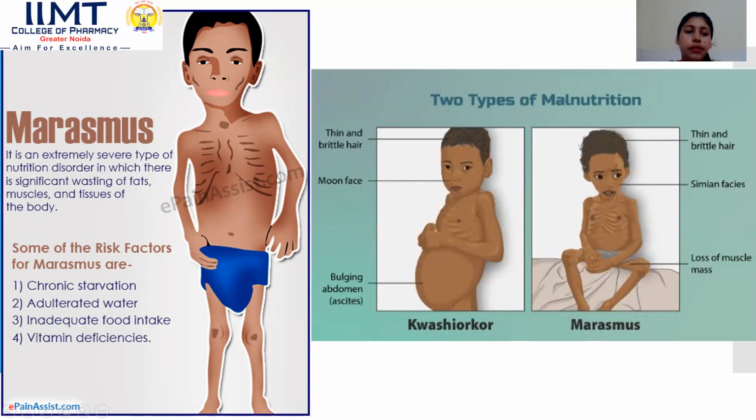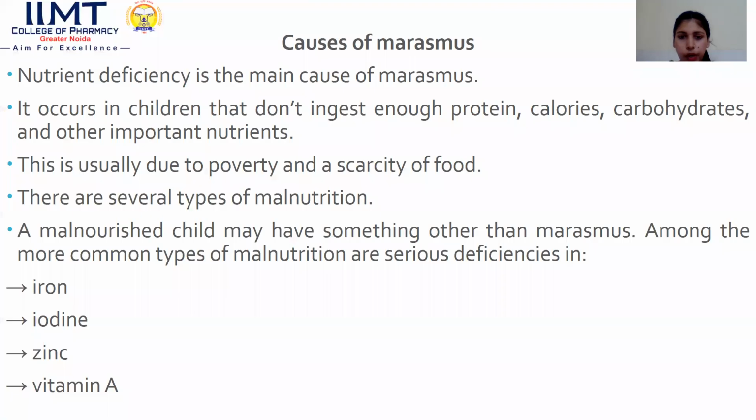It is an extremely severe type of nutrition disorder in which there is a significant wasting of fat, muscle, and tissue of the body. So, causes: nutrient deficiency is the main cause of marasmus. Obviously, it occurs in children that don't ingest enough protein, calories, carbohydrates, and other important nutrients. This is usually due to poverty and scarcity of food. There are several types of malnutrition. A malnourished child may have something other than marasmus: iron, iodine, zinc, vitamin E deficiency.